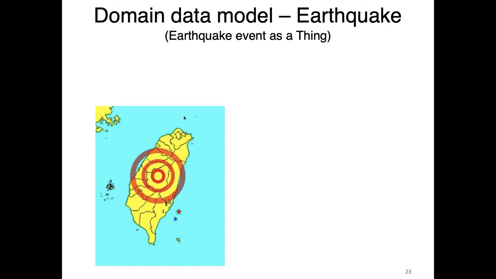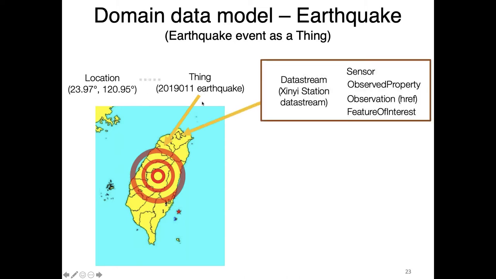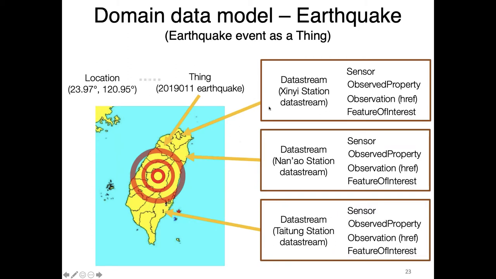Of course, we can discuss whether this is suitable or whether there are better ways to do it, but currently that's our way. So that means the thing will be a certain earthquake event, and then the location will be the epicenter of the earthquake, and then each of the data streams will be the accelerometer acceleration from different stations. As you can see, this thing can link to different data streams that are generated from different stations.